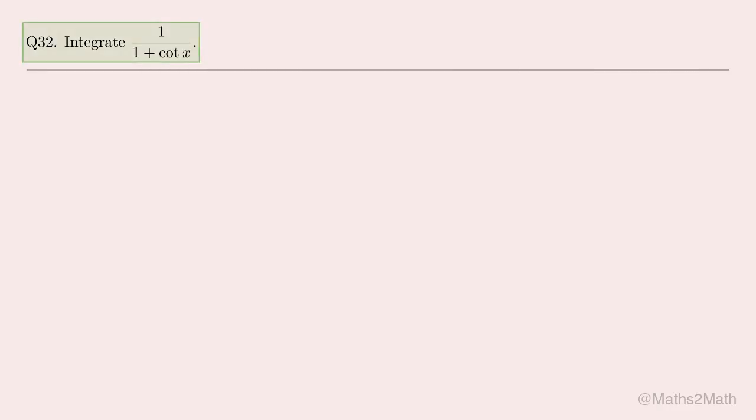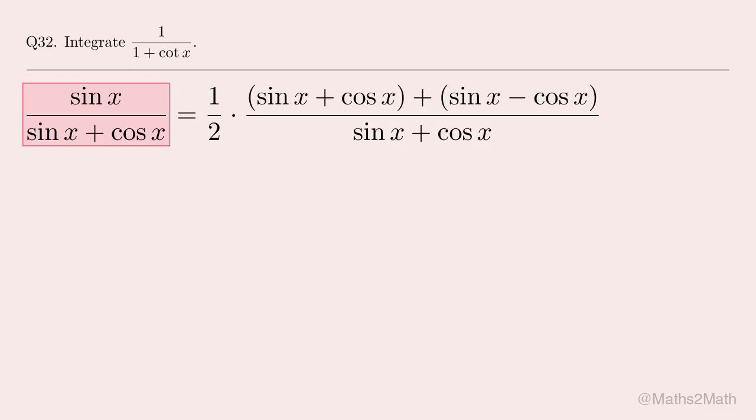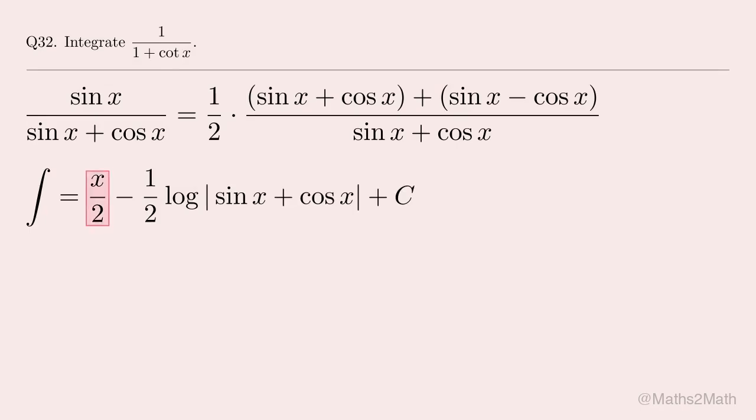Question 32. Convert cotangent to sine over cosine and clear fractions. A classic split into a half of x plus half a log. The integrand is sine over sine plus cosine. Write the numerator as half the sum plus half the difference. The first half integrates to x over 2. The second is minus the log of the denominator, since its numerator is minus the derivative.